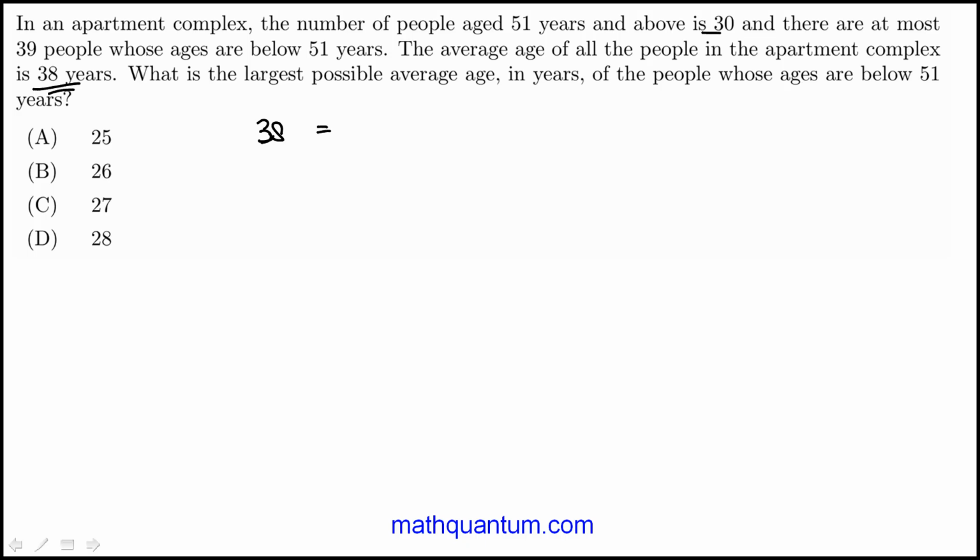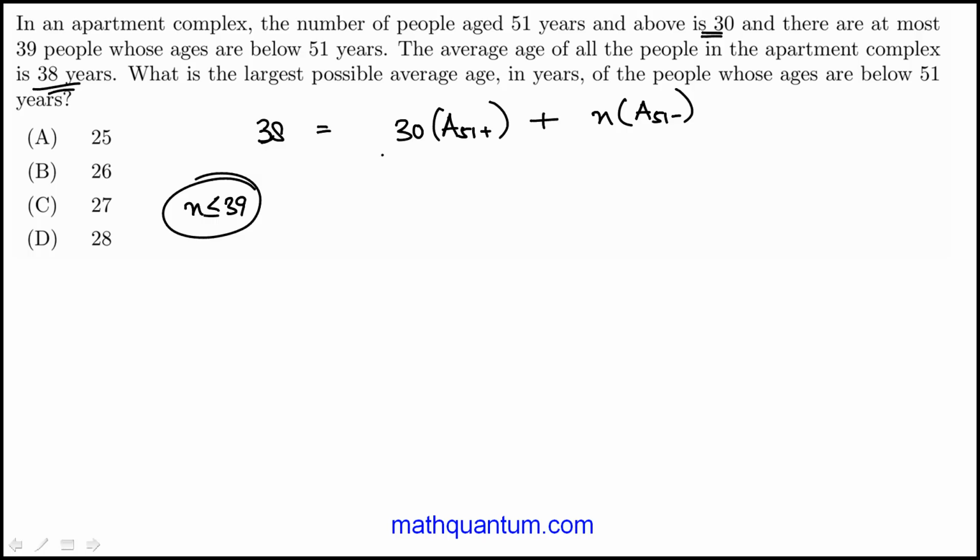And we have 30 people who are aged 51 years and above, and I'll call their average A51 plus. And then we have 39 people at most. So this is, let's say, N, and N has to be less than or equal to 39. N times their average age, that's less than 51. And then the total is 30 plus N. This is what I need to come up with the largest possible value.